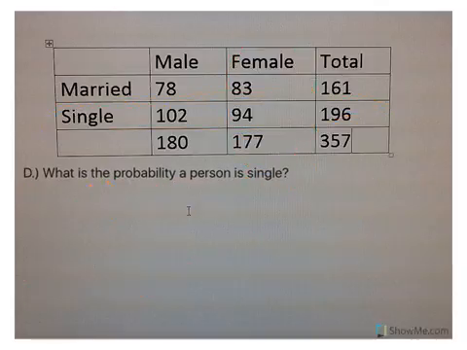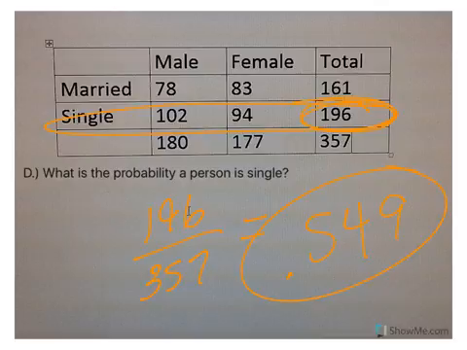And then letter D, what is the probability a person is single? I think it's important after you do some of those or problems where they're pretty involved to just go back to a basic. What is the probability a person is single? Well, total single is 196 out of 357. So we simply have 0.549, and there's not much to it.